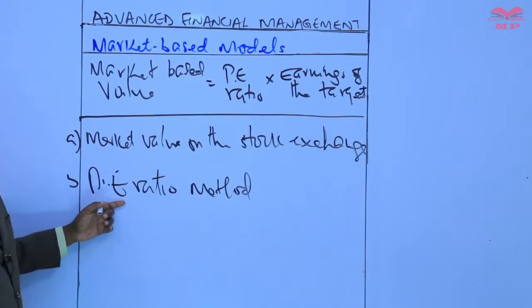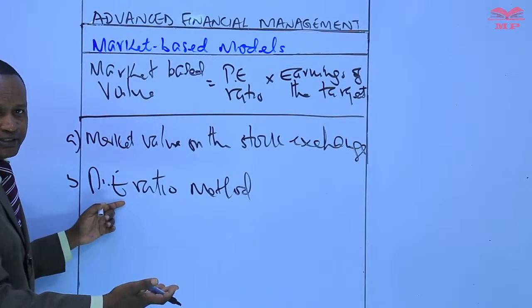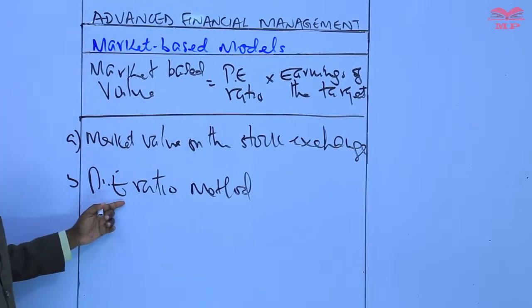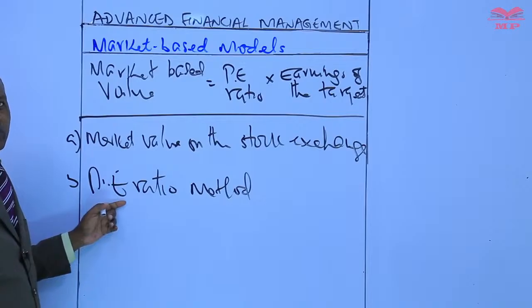You understand? So we take the PE ratio of a similar quoted company, or even just the average PE for the industry, and apply it to the earnings available to the shareholders. That is the profit after tax of the company that is being valued. So if you are valuing an unquoted company, then we should reduce the PE ratio and arrive at a lower value in order to reflect the fact that the shares are currently not marketable. You understand?